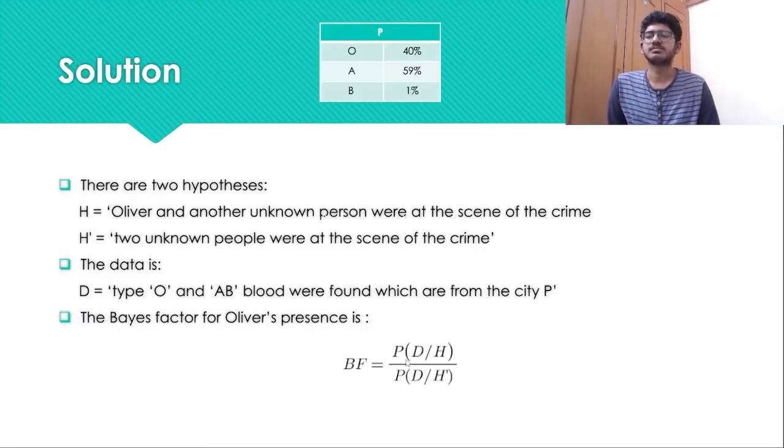Let's find out. There are two hypotheses. H, that is, Oliver and another unknown person were at the scene of crime, and the complement of the hypothesis is two unknown people were at the scene of crime. And we already know that blood types O and AB were present at the scene of crime and which are from the same city P. Now to decide whether this data can be used as evidence against or in favor of the proposition, we will use the Bayes factor. Bayes factor is the probability of data given hypothesis divided by probability of data given hypothesis complement.